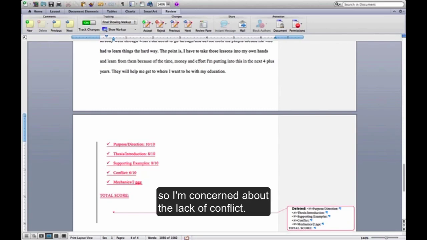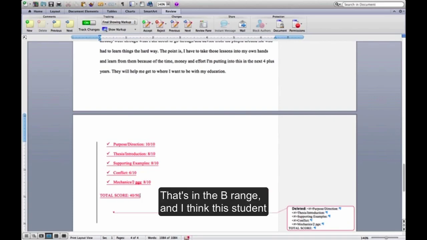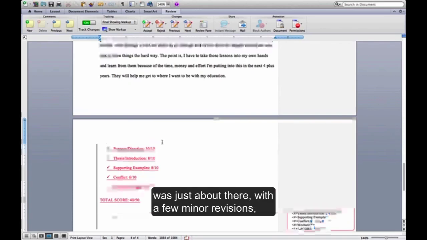So I'm concerned about the lack of conflict. A few mechanical issues, nothing major. So I would score this essay 40 out of 50. That's in the B range, and I think this student was just about there.